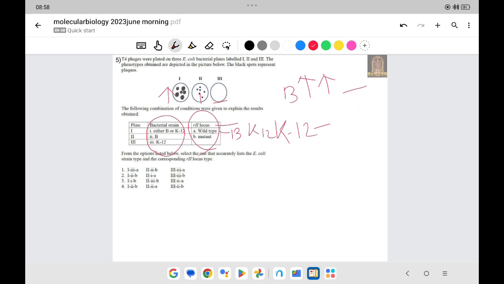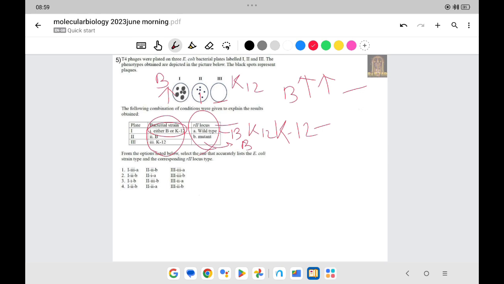But the mutant form can infect both, but it can only perform the lytic cycle in the case of the B strain, because that strain is more susceptible to infection. So here in the first figure, the amount of infection is too high. That means it must be the B strain, and the third one is with the least infection, so it must be the K12 strain. And the middle one can be either B or K12.